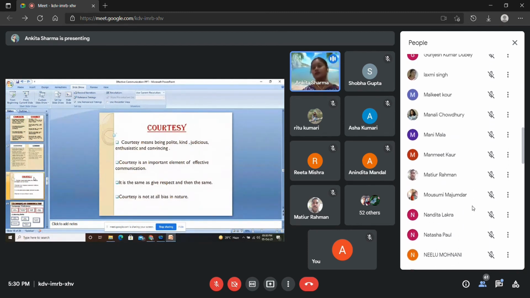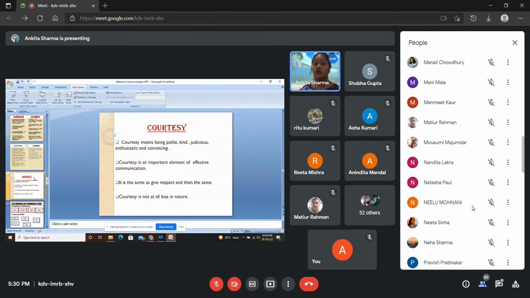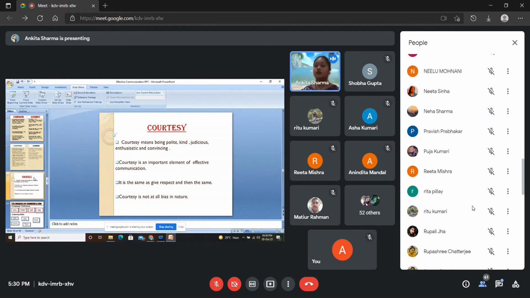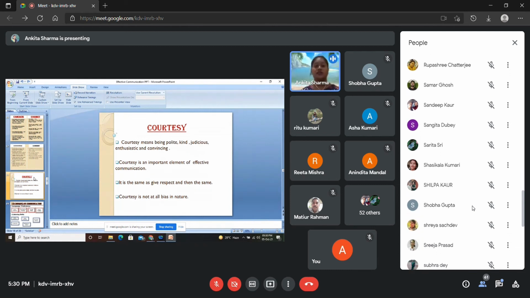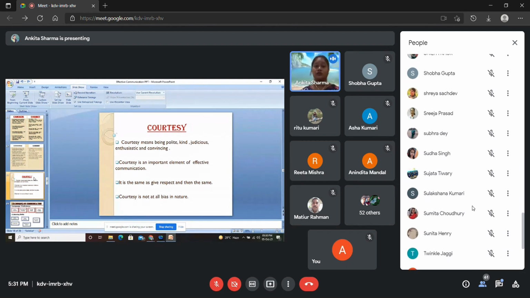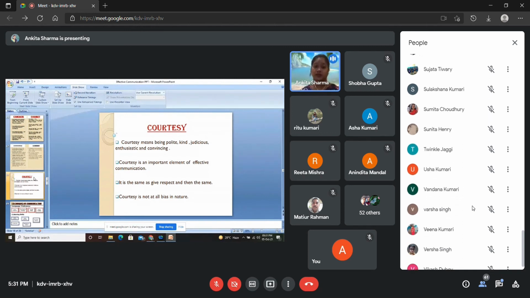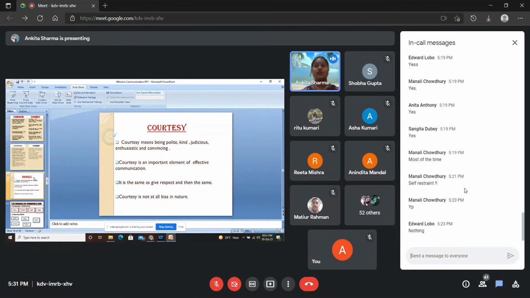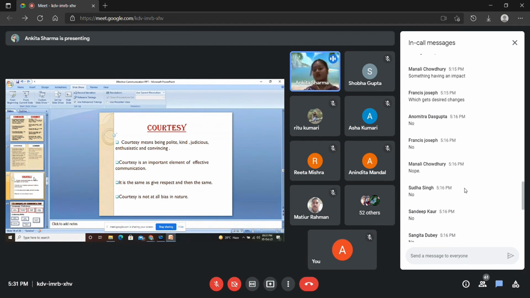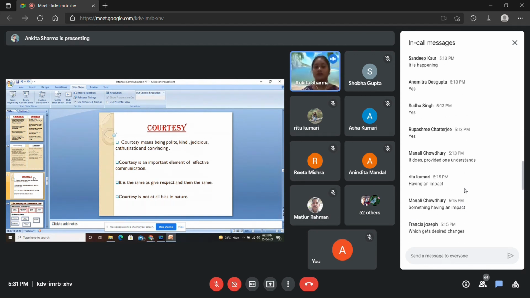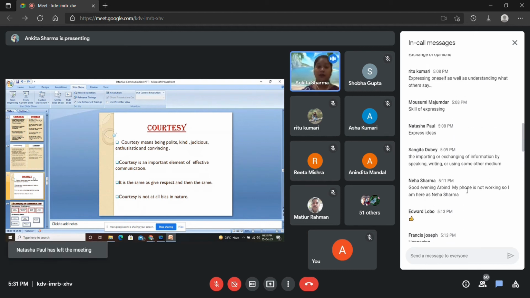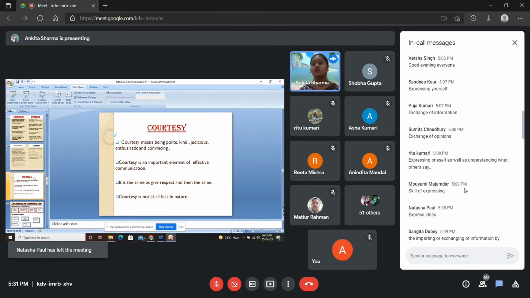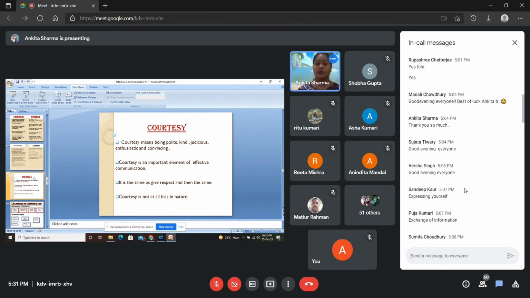Now the last one is courtesy, and it is also very important, because the courtesy and self-respect that you give to the receiver depends a lot on effective communication. The receiver might not want to hear from you if you don't show him respect. So courtesy is how you're being polite, kind, judicious and convincing. It is one of the basic elements of effective communication, because if you do not give respect, you won't receive respect. So you can't disrespect anyone, and plus you can't be biased in nature. As a teacher, it is our responsibility that we should not be biased with children.